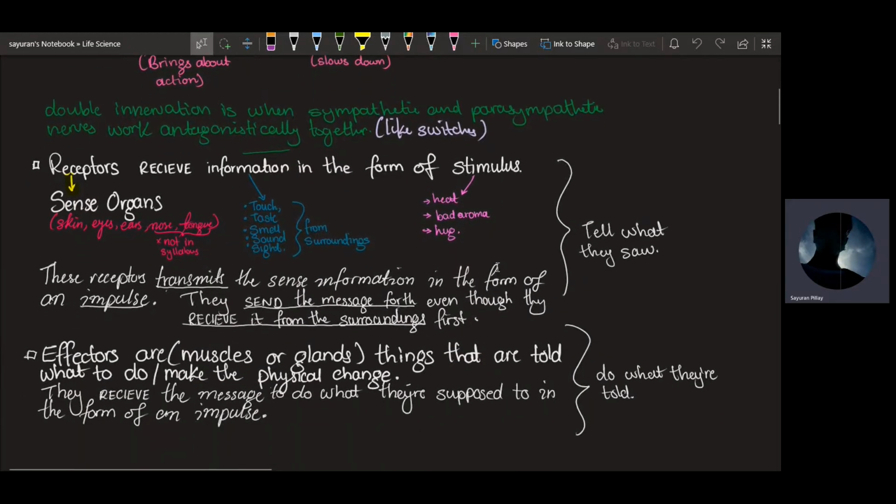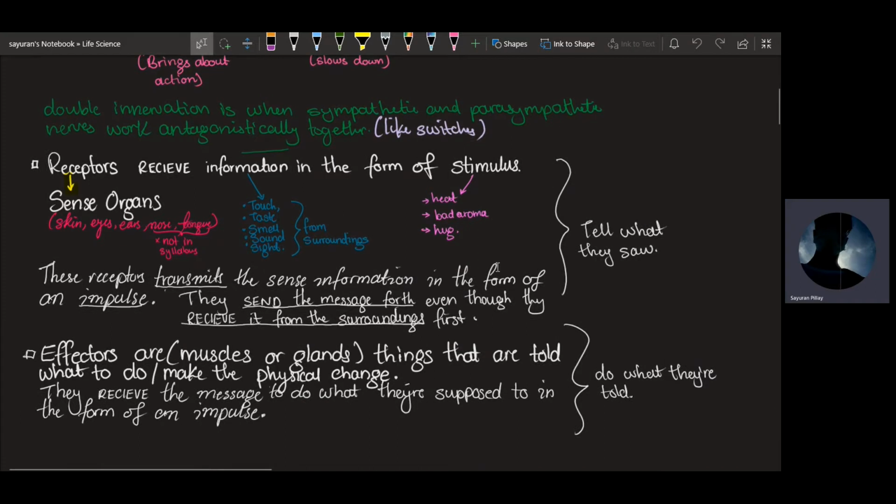Now, receptors obviously receive information. That's English even, this is not even bio anymore. They receive information in the form of a stimulus. So what is a stimulus? It's the physical factors around you in your environment that change and that you pick up on. That can be a change in the temperature, you suddenly feel cold. Or you walk into a particularly nasty area and start smelling quite bad. That's a stimulus.